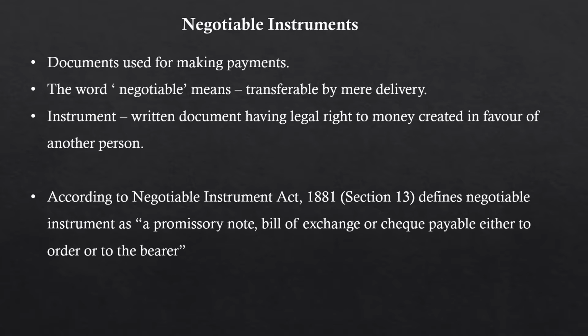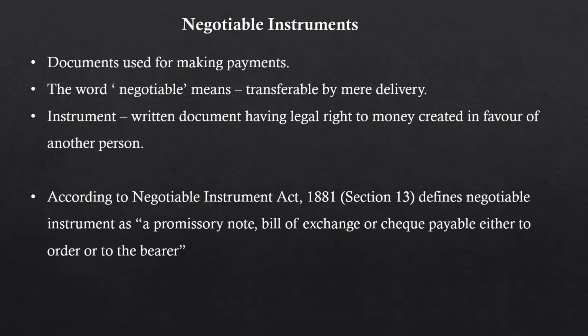Negotiable instruments are basically the documents that we use for making payments. And who particularly uses this negotiable instrument? It's the business people who make use of the same for discharging their business obligation. And if you look at the term, it's a combination of two words, isn't it?